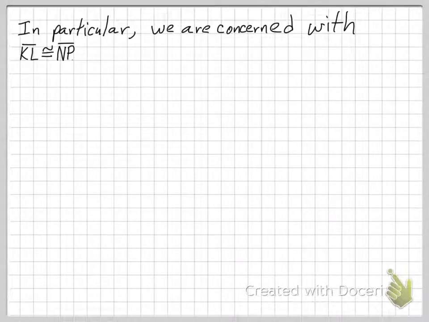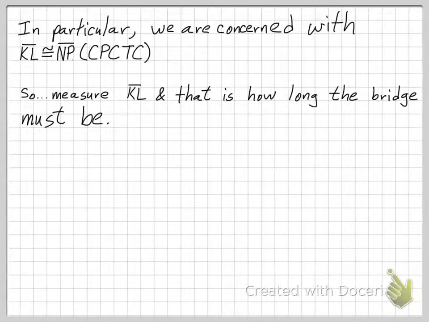In particular, we're concerned with KL being congruent with NP. And how can we say that line segment KL is congruent to line segment NP? Because of CPCTC. Corresponding parts of congruent triangles are congruent. So the answer to the riddle would be you measure KL, and that's how long the bridge must be.